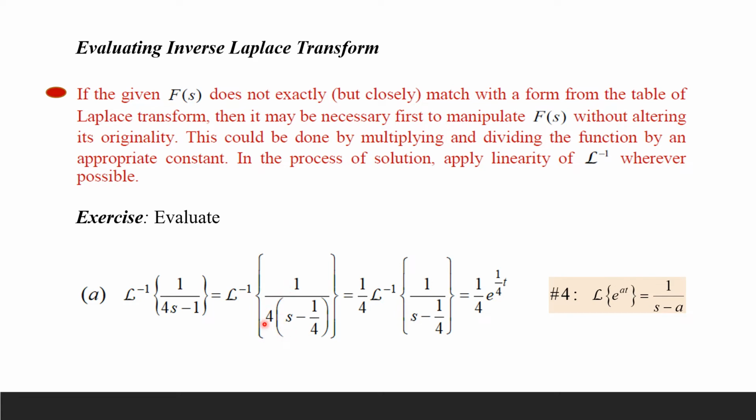By the concept of linearity of the inverse Laplace transform, we can factor the quarter. So take the quarter out. So a quarter multiplied by the inverse Laplace transform of 1 over s minus a quarter. So this expression here now exactly matches the one shown at formula number 4, 1 over s minus a. This time a is equal to a quarter. So the result for this inverse Laplace transform is a quarter multiplied by the inverse of all this, which can be obtained by this formula, e to the power of a quarter t. Okay, a has been replaced by a quarter.